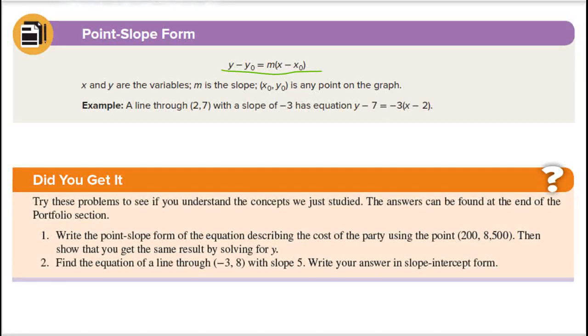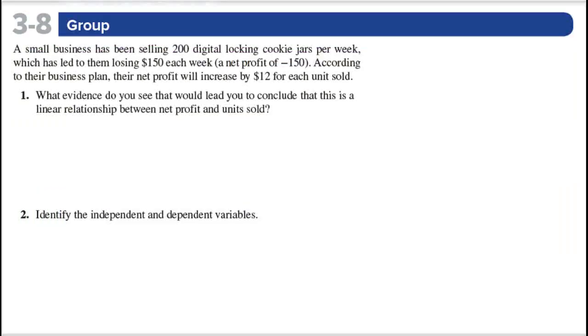Looks like we have a "did you get it now?" They give you a point, they give you a slope. They want you to write equations in the point slope form. If you don't get it and don't understand why, please let me know. Once you have done question 1 in the group work, restart the video and we will discuss it.